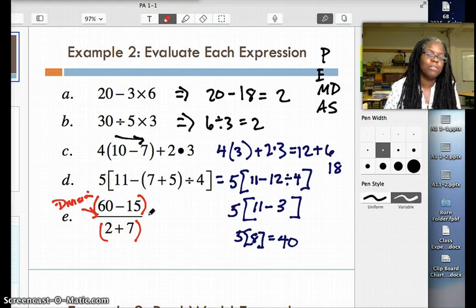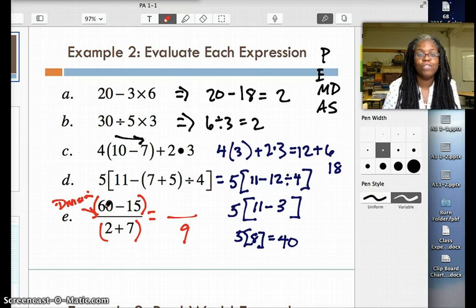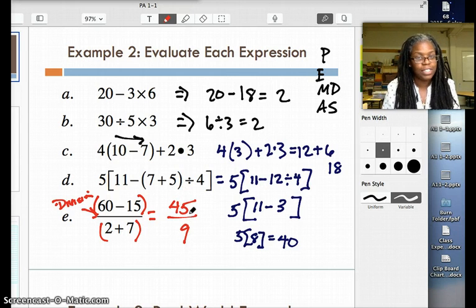But first we've got to simplify what's going on up at the top and at the bottom. In the denominator, I've got 2 plus 7, which is going to give me 9. In the numerator, I'm subtracting 15 from 60, and I get 45. Now, finally, I do the last thing, which is that division, and I take 45 and I'm dividing it by 9, and I get 5 as my final answer.